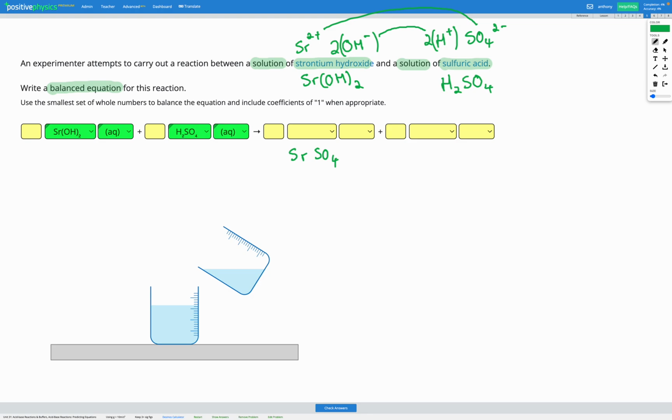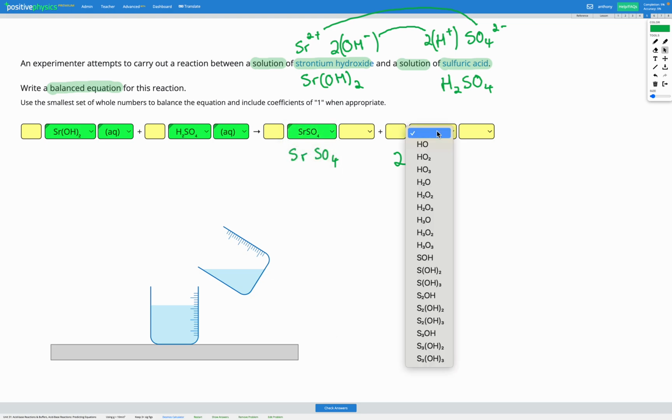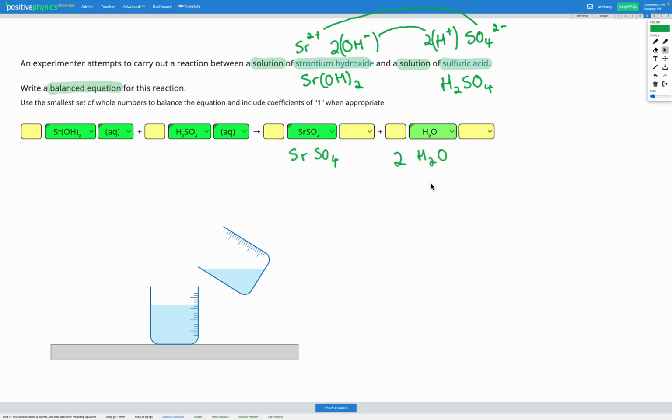And then we've got H+ and OH-. Together that makes H2O. But we've got 2 H+ and 2 OH-, so that's going to make 2 H2O. Let's go ahead and fill those in. Strontium sulfate and water. And we know water is a liquid at room temperature.